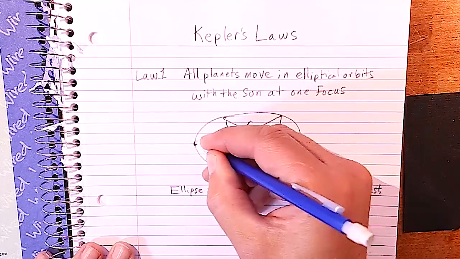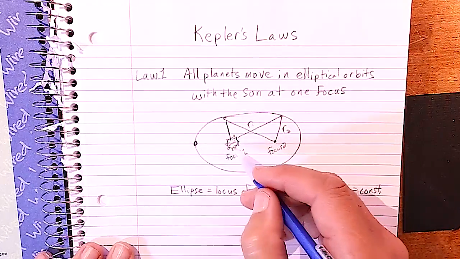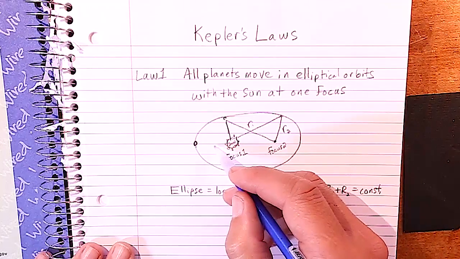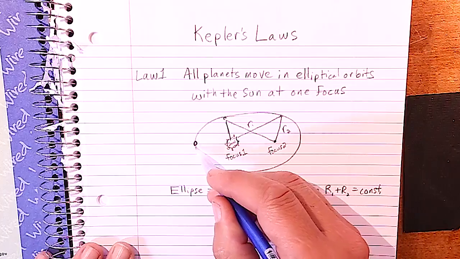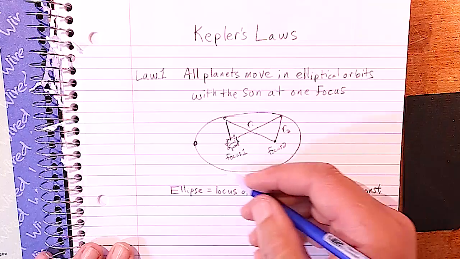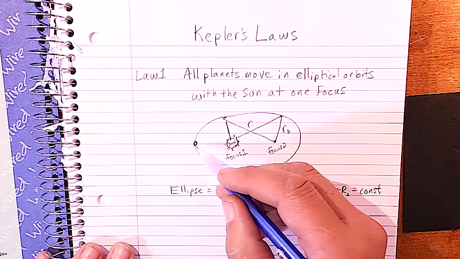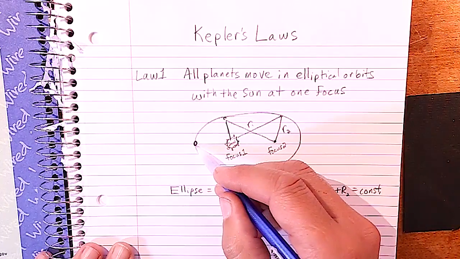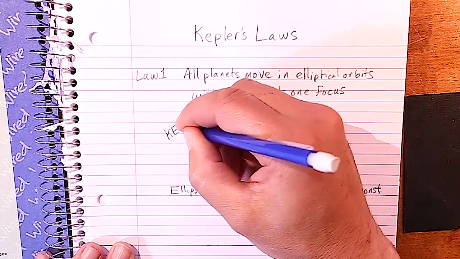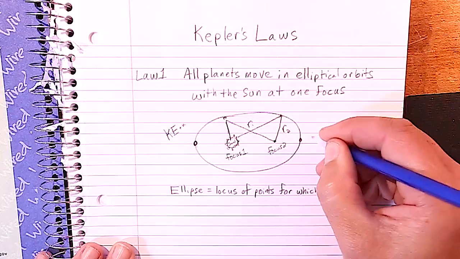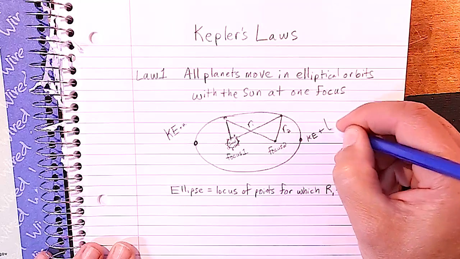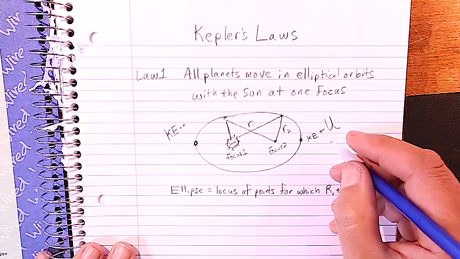Now, I want you to think about this. When this planet is here, it's very close to the Sun, so its potential energy is relatively low, so its kinetic energy is very high. We're going to see in the next law that angular momentum remains the same, so when it's close it has to be moving faster. So here it's got lots of kinetic energy and not much potential energy, and out here it has not much kinetic energy. It's not moving fast, but it's far away, so it has a larger r, so it has more potential energy.